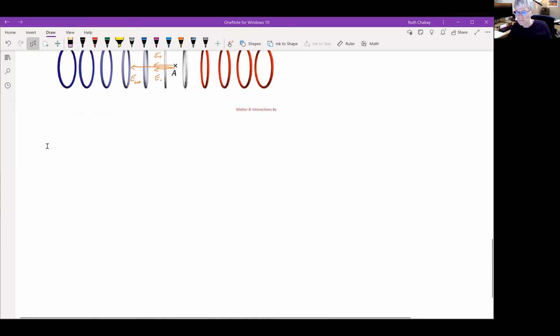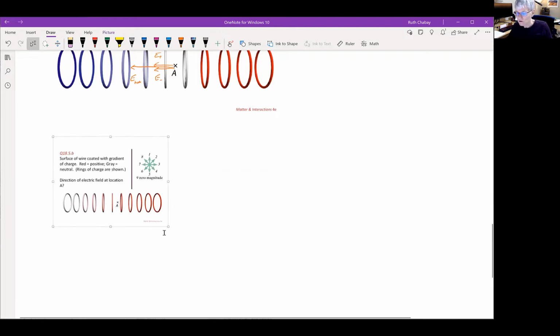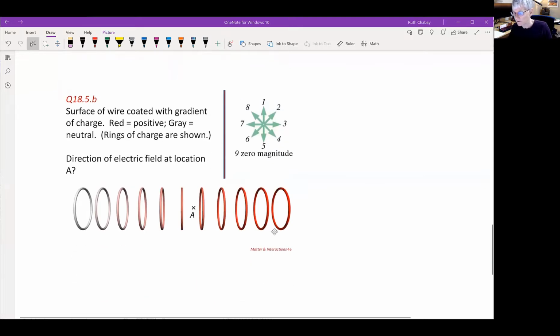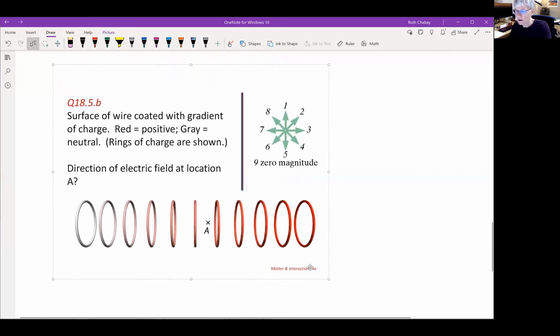So let's think about a situation in which these charges, so the rings at the left are very red, so they have a lot of positive charge here. So that's a lot of positive charges here. And then there's a little bit less and a little bit less, I'm sorry, at the right here. So we start at the right.